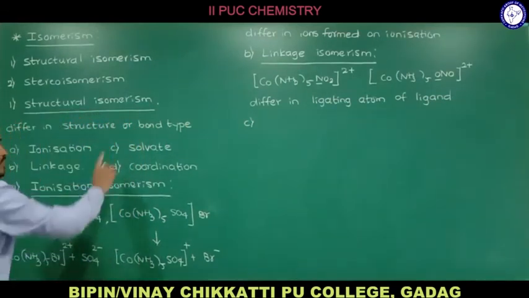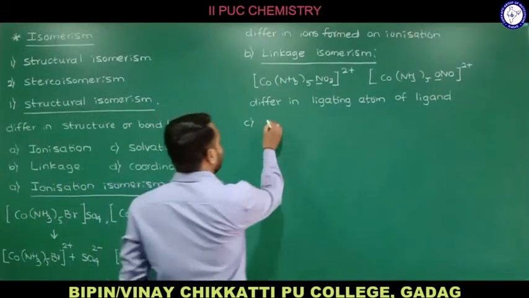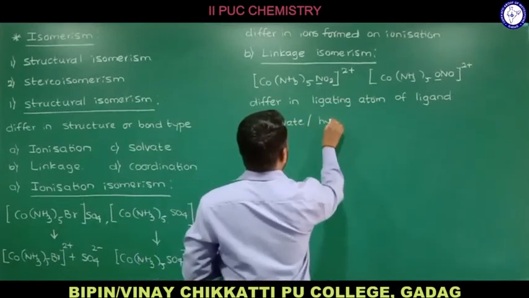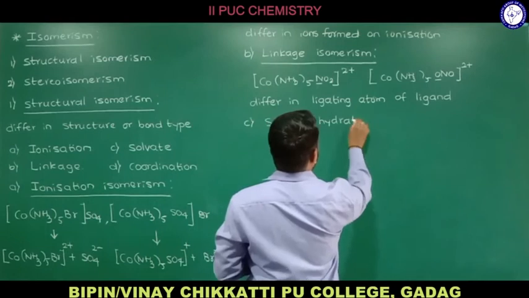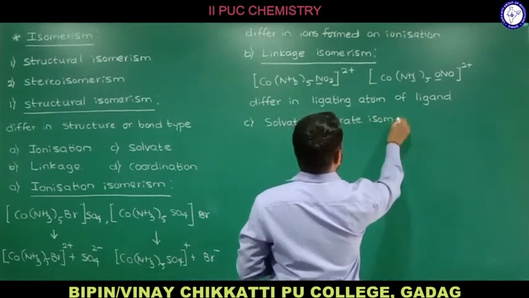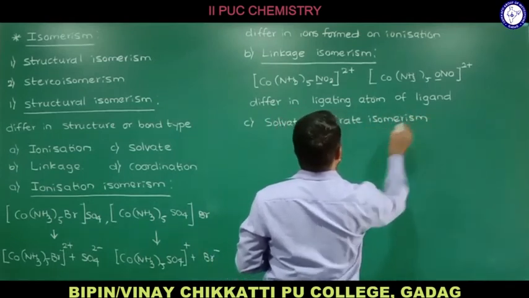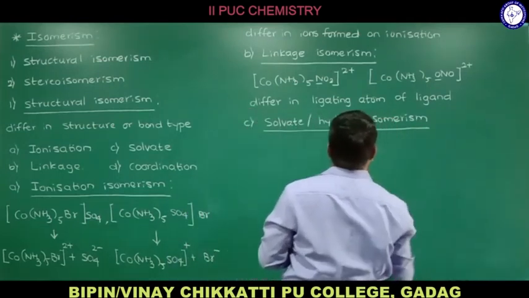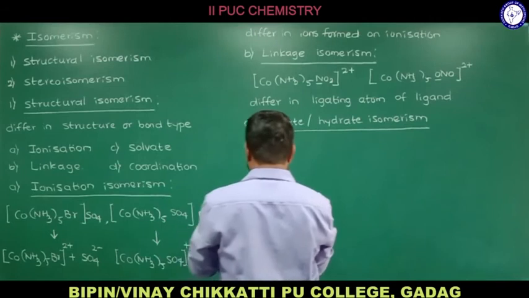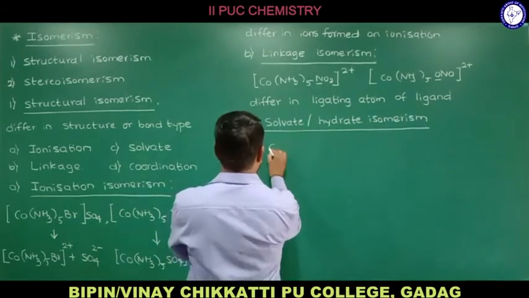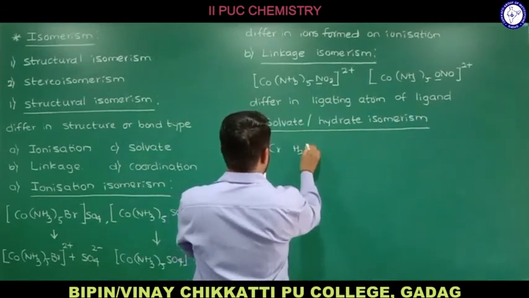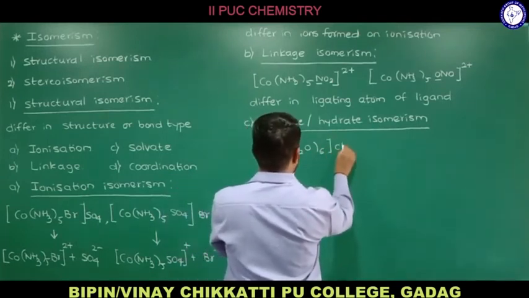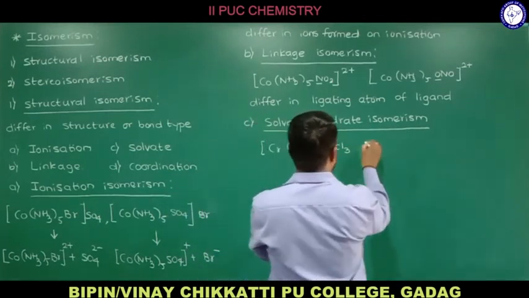The third one we will see is solvate or hydrate isomerism. Let me consider one example to explain solvate or hydrate isomerism. One can guess H2O will be the main thing. One example let me write here, [Cr(H2O)6]Cl3. All these are NCERT examples only.